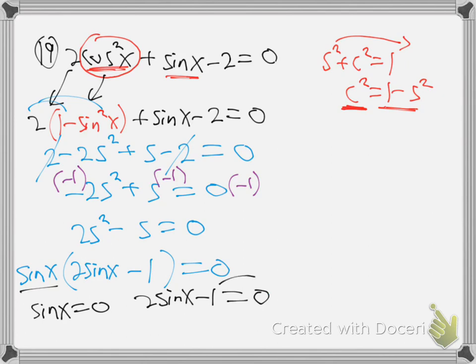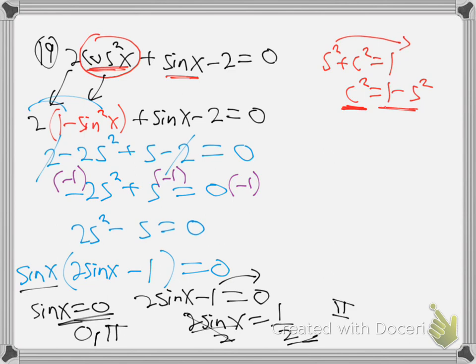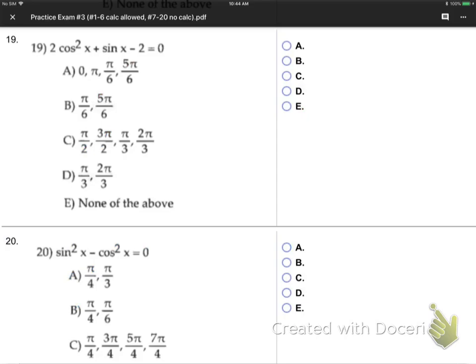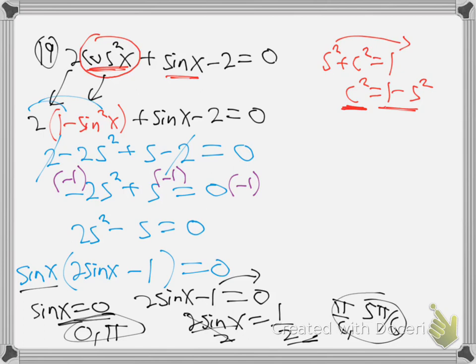Keep going. Jump the 1 over. 2 sine is 1. Divide by 2. So sine is 0, sine is a half. Go to the unit circle. Sine 0 will tell you, where's sine 0? 0 and pi. Sine is a half on the unit circle at pi over 6 and 5 pi over 6. Those four answers: 0, pi, pi over 6, 5 pi over 6. There it is. Are we good on that?